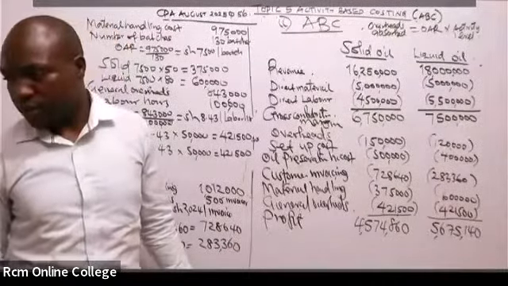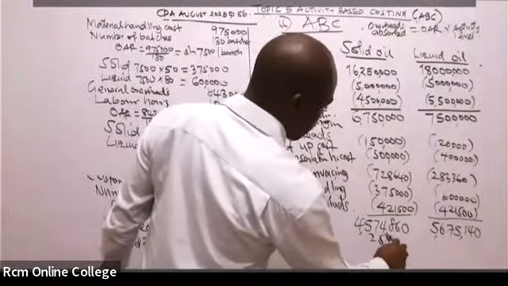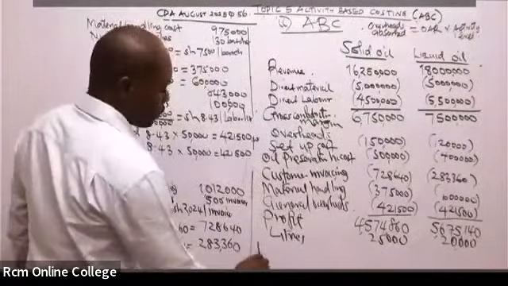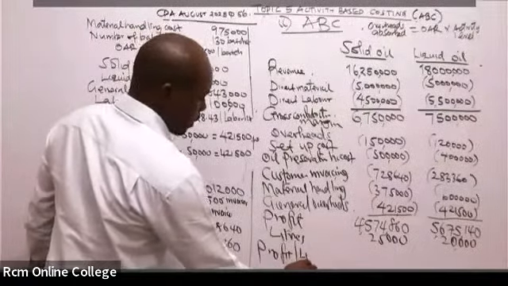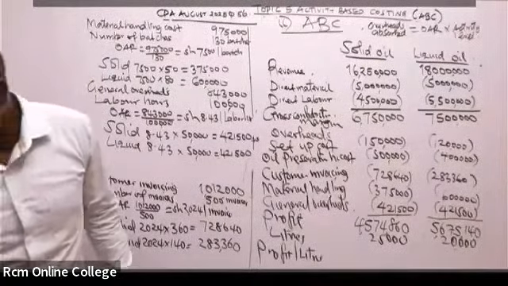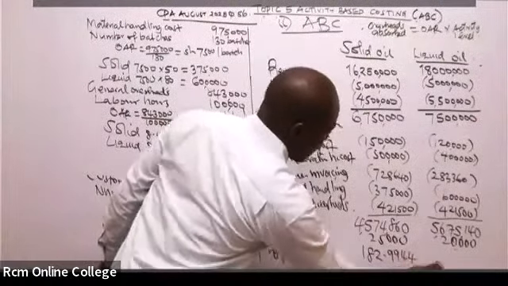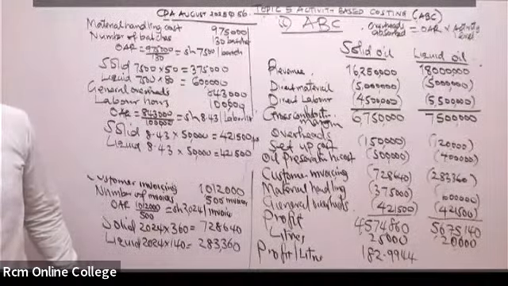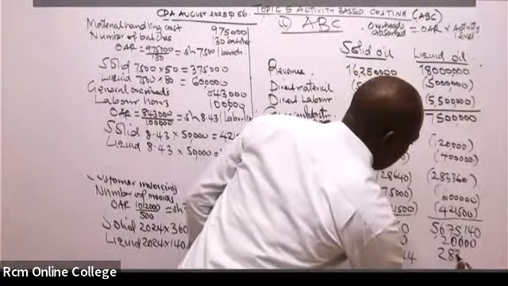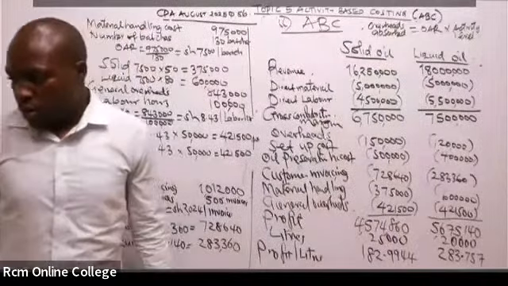profit per liter? Profit per liter, do we have the number of liters here? Yes, 25,000. Then we have 20,000 liters. Can we now get profit per liter? 182.9944. How about liquid? 283.75. Good.